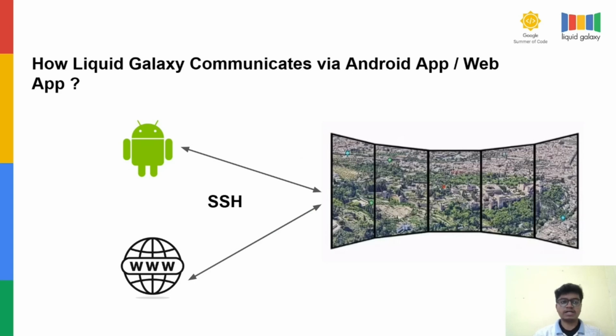So the very first question that comes to our mind is how Liquid Galaxy communicates with the Android app or web application. The simple answer is via SSH, and SSH stands for Secure Shell, and it's basically a network protocol that helps for communication. It helps us to send Linux commands from our application to the LG machine. In simpler words, you can understand it as a way of communication between your application and the LG machine. If you want to know more about SSH and NAT network, you can find plenty of videos in the YouTube channel of the Liquid Galaxy community.